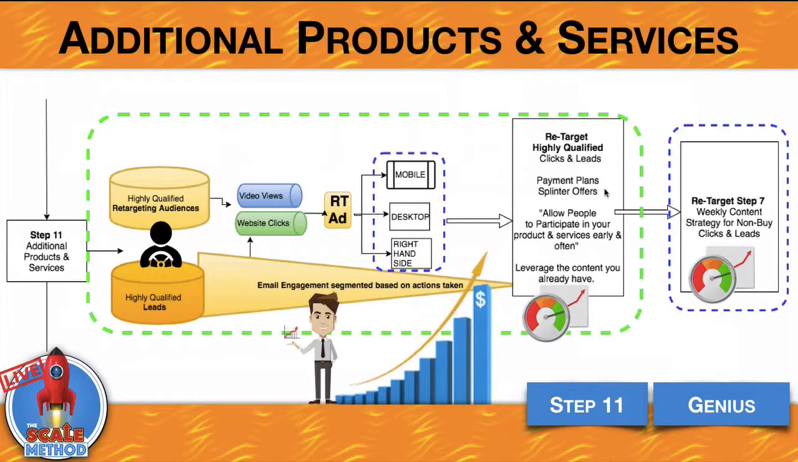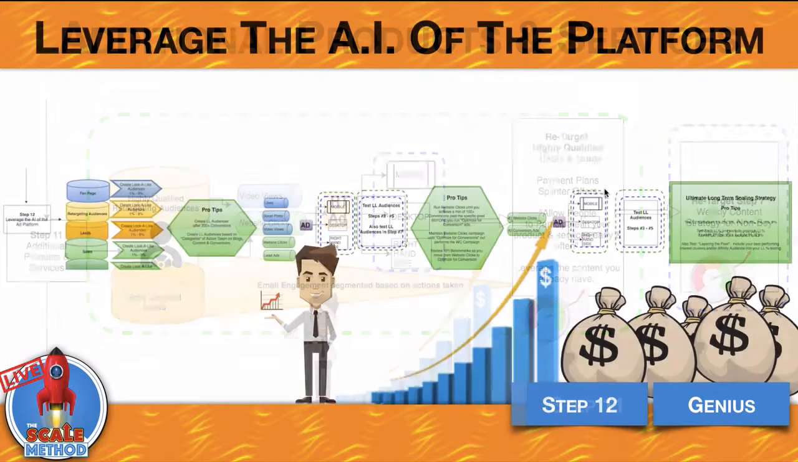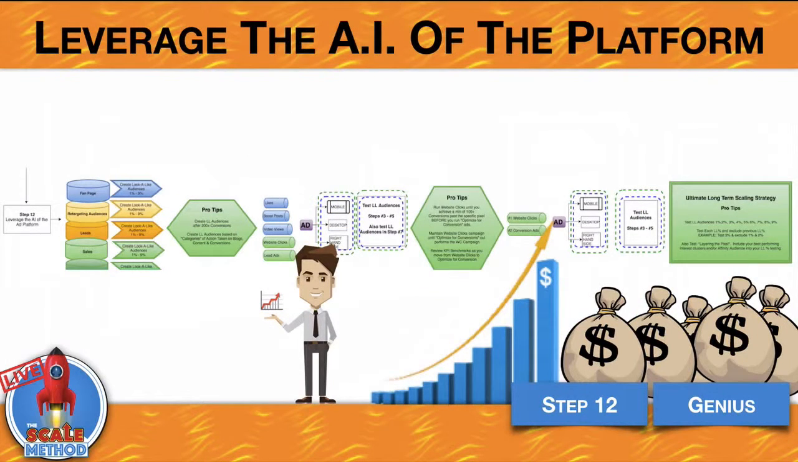Now, what happens if they don't buy? Well, then just follow up with your weekly content. That's why we do the weekly content, so we're always in front of your people. Now, leveraging the artificial intelligence of the platform can be one of the more complicated parts that we train, but it's one of the most rewarding and most profitable.